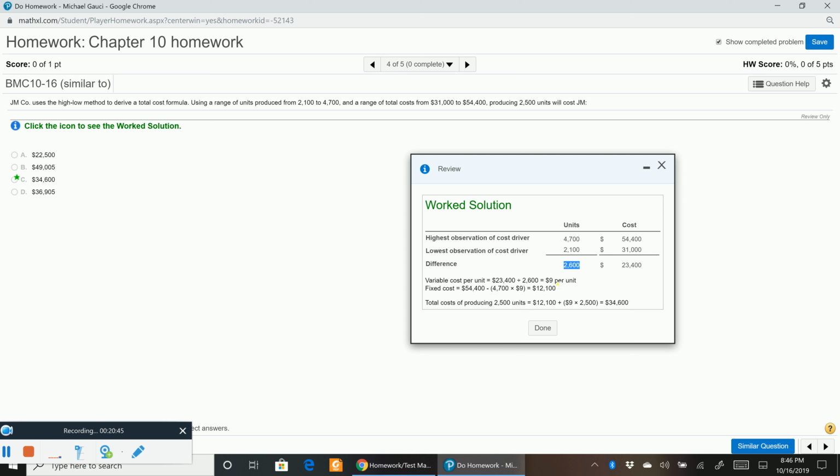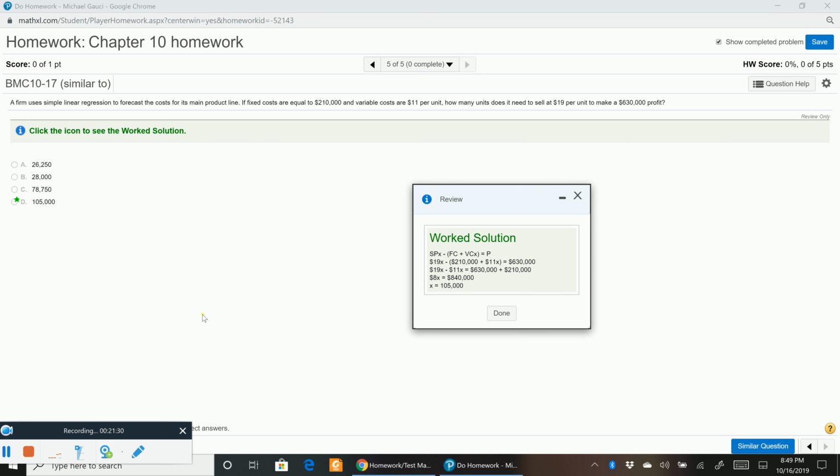And now that we know the variable piece, we can now figure out the fixed piece. We will test it by using the high level, where the total cost is 54,400 minus the variable cost, which is 4,700 units times $9 per unit. That works out to 12,100 as your fixed cost. So if we are producing 2,500 units, the total cost for 2,500 units equals the fixed piece, which is 12,100, which we just figured out, plus the variable piece, $9 per unit times 2,500 units. Answer, 34,600. Answer is C.